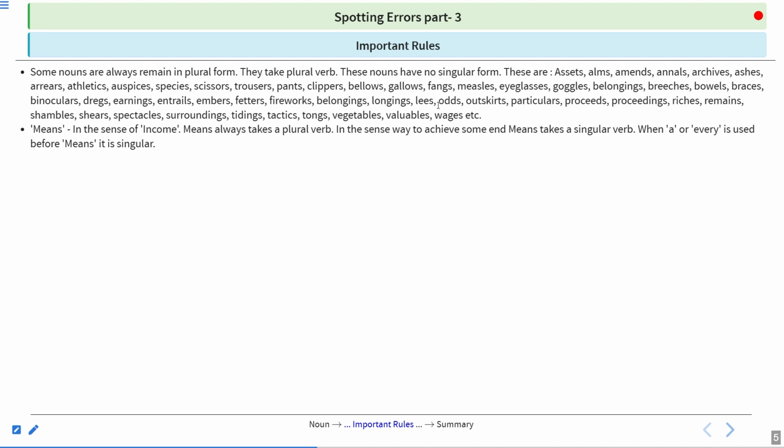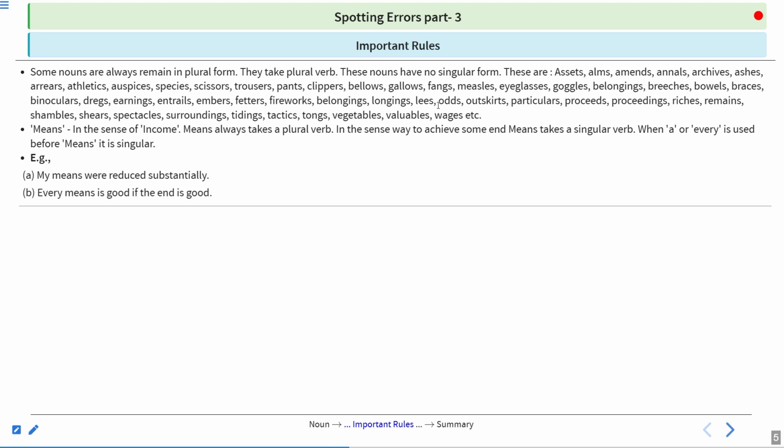So let's talk about means. In the sense of income, means always takes a plural verb. In the sense of a way to achieve something, means takes a singular verb. When a or every is used before means, it is singular. Example: my means were reduced substantially. Here substantially means in a large number or amount. Every means is good if the end is good. Here means is used in singular form because we have used every before it.